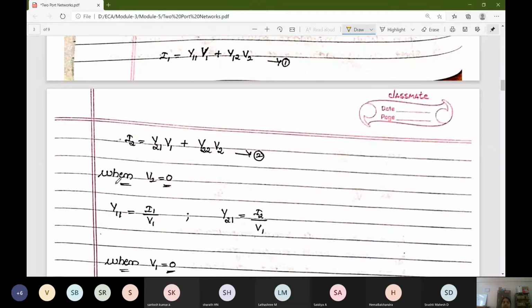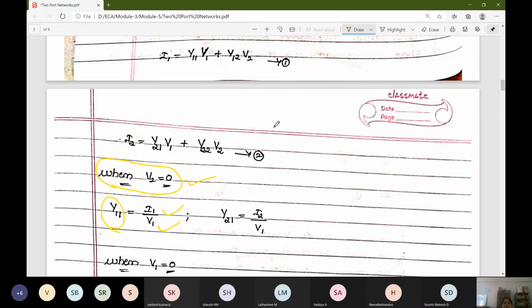Here, see what we are doing. When V2 is equal to 0, voltage is made 0. When voltage is made 0, what do we call it? We call it short circuit. And we are finding the admittance, that is Y11. Y11 represents admittance and Z11 represents impedance. So for impedance, it is voltage divided by current, and for admittance, it is current divided by voltage. Okay, you have to remember that. So Y11 is equal to I1 by V1.